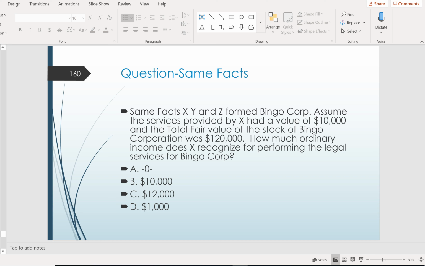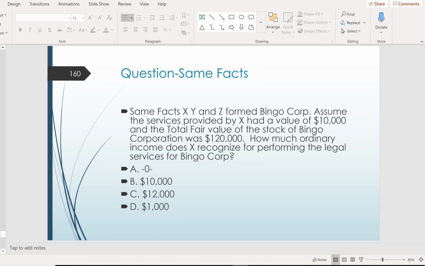The answer is 12,000, not 10,000. Why? Because whenever you perform a service, the fair value of what you get is ordinary income. And the fair value of what X got was 10% of the total value of all the stock. Now, if they didn't give you the total value of all the stock, then it would have been easy.